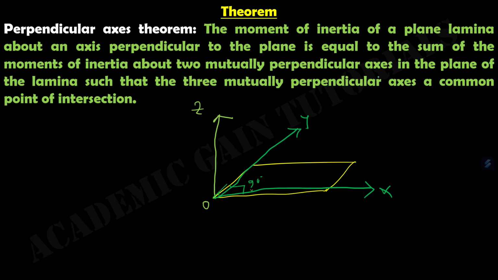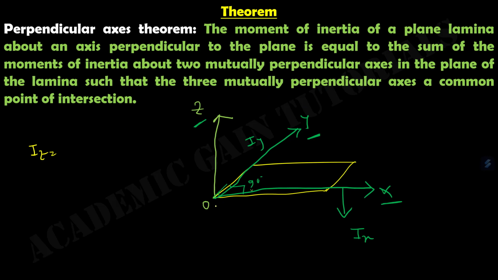So we have to find out the moment of inertia about this OZ axis. To find this, first of all, if we know the moment of inertia about the x axis, I of x, and about the y axis, I of y, then the moment of inertia of the z axis, I of z, will be equal to the sum of the moments of inertia about two mutually perpendicular axes in the plane of the lamina, such that the three mutually perpendicular axes have a common point of intersection.